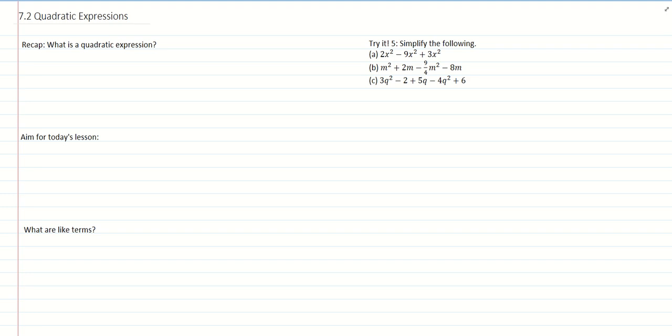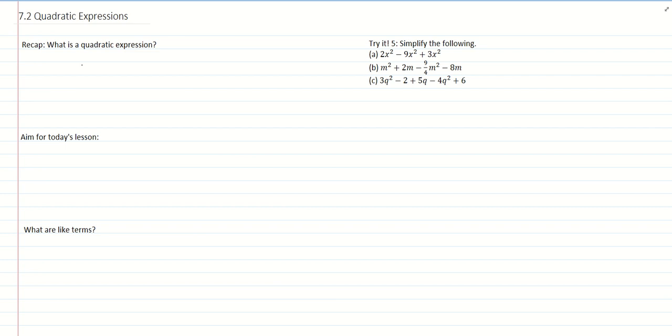Okay, so in today's lesson, we shall be talking more about quadratic expressions. Before we begin our lesson, let's recap what we have done thus far in the previous lesson in school. In the previous lesson, we actually talked about what exactly a quadratic expression is.